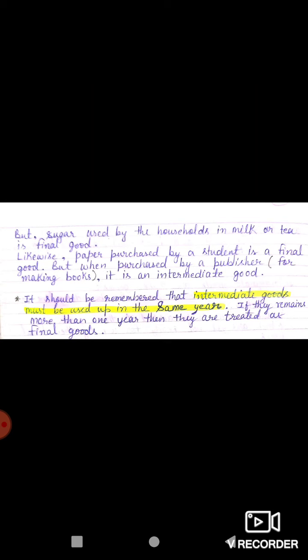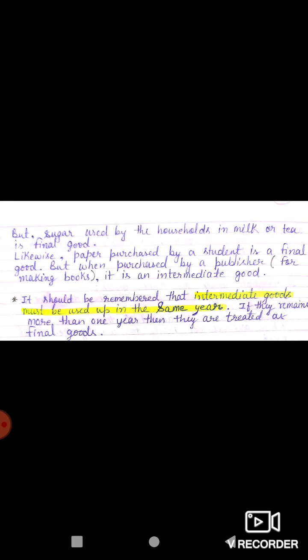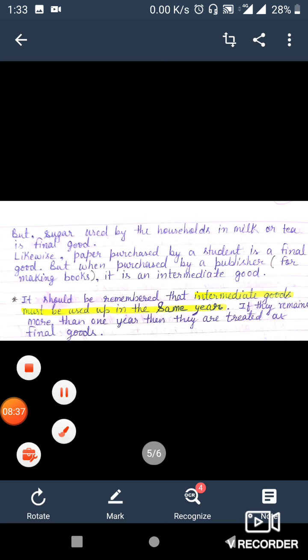Then they are saying what? It should be remembered that an intermediate good must be used up in the same year. If it is not used in the same year, then it will be treated as a final good. I hope it is clear to you. Okay, thank you.